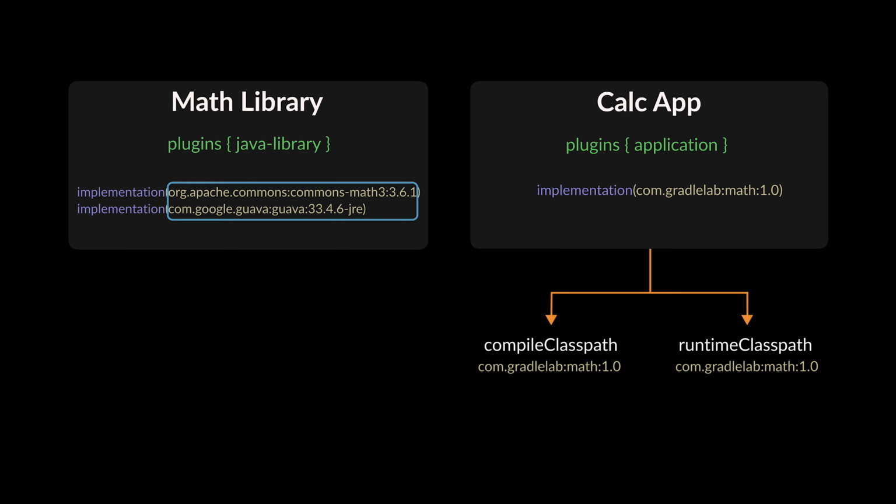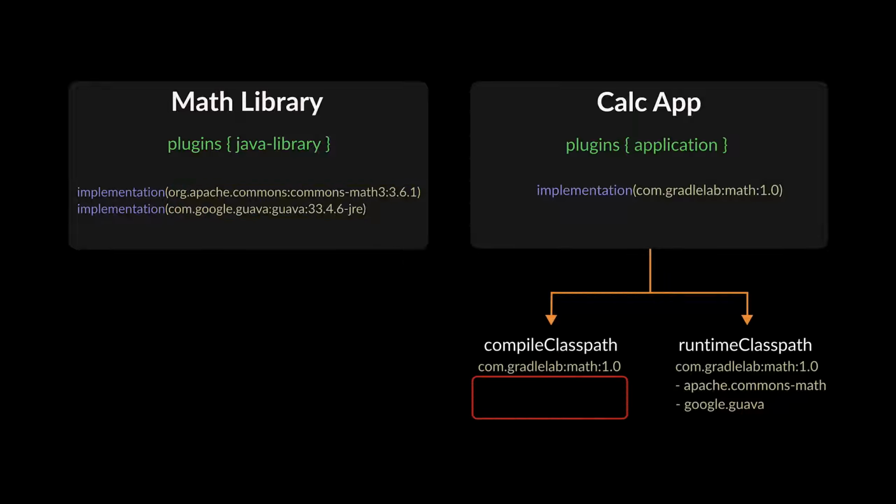The Commons Math and Guava libraries are transitive dependencies in the calculator app. Transitive dependencies can also get added to a resolvable configuration. It is important to understand that there are rules on which transitive dependencies get added to which resolvable configurations. Dependencies declared in the implementation configuration of a producer will be added to the runtimeClasspath configuration of a consumer. They will not be added to the compileClasspath configuration of a consumer.